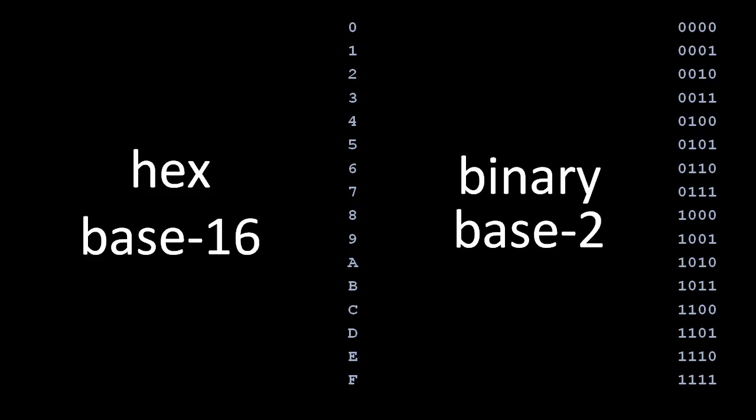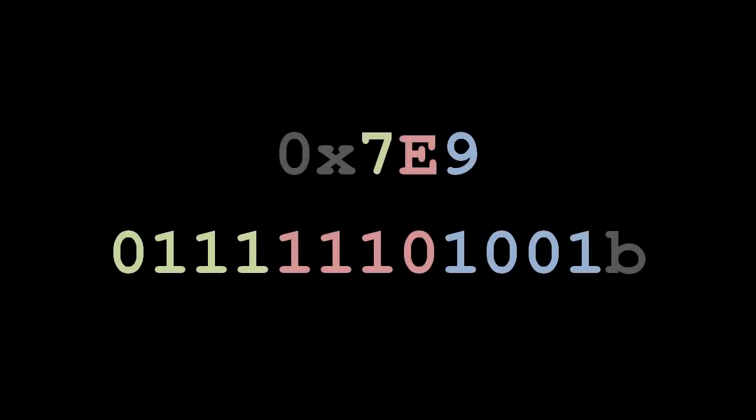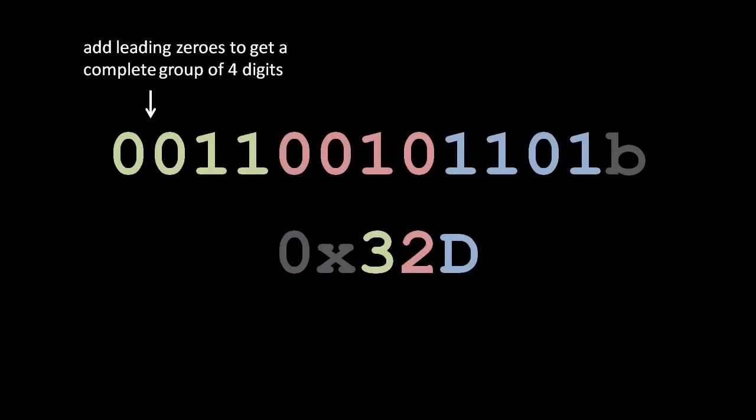So if I simply memorize the binary equivalents of each hex digit, then I can easily translate the hex 7E9 to binary 111-1110-1001. And I can just as easily translate binary 110010-1101 to hex 32D.